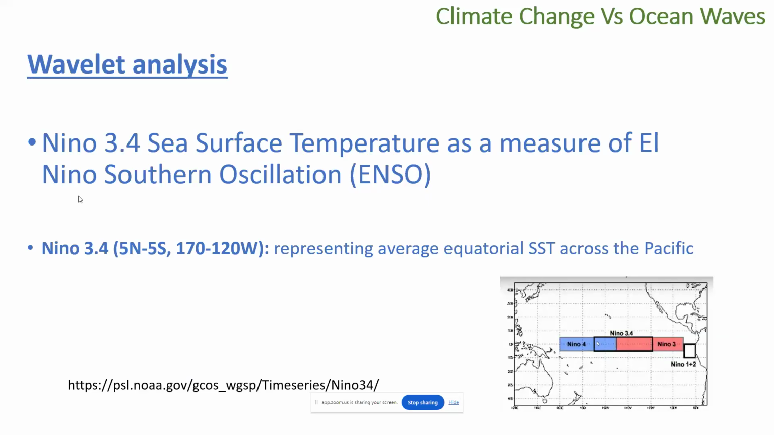In order to represent climate change, the El Nino and La Nina events are selected. In order to quantify these El Nino and La Nina events, the Nino 34 index is selected. And this Nino 34 index, again, you can freely download the data from the NOAA website.